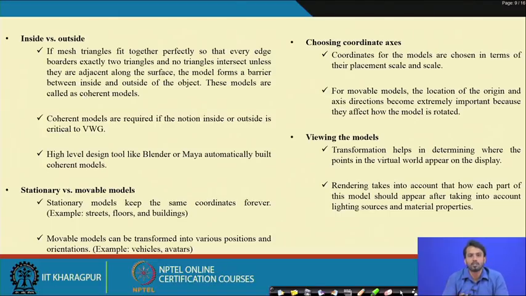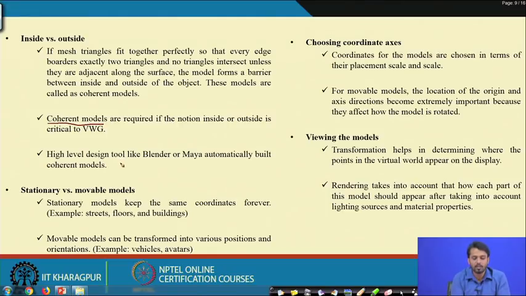We have to consider the fact that there should be a barrier between the inside and outside of the object, otherwise there will be confusion while creating the 3D models. It will be floating in the created environment. So coherent models are very much necessary to have a notion of inside or outside in the virtual world generator, which you were taught in the previous lectures.